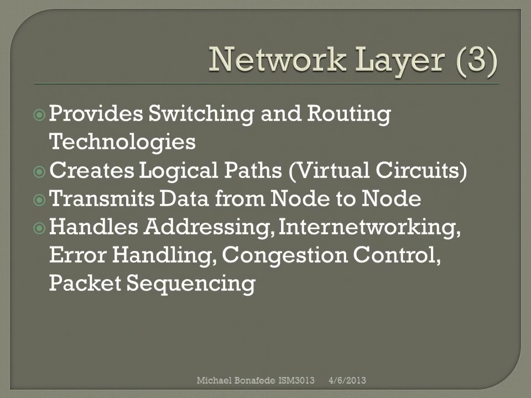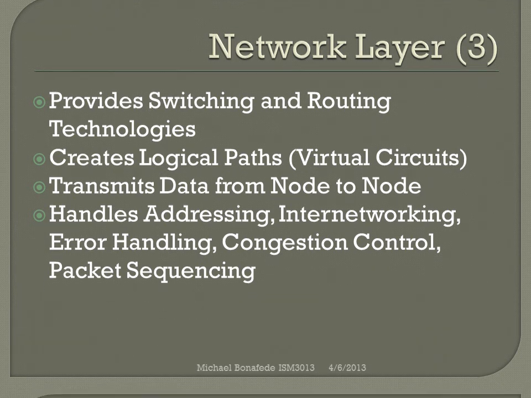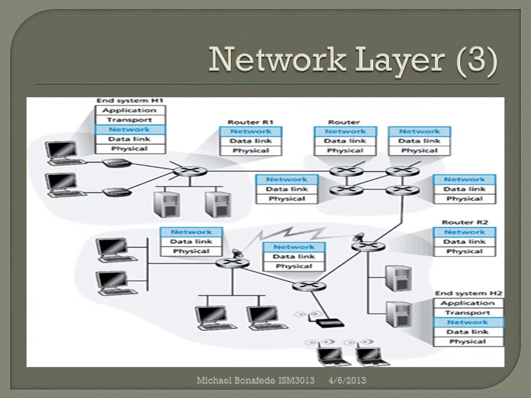The network layer 3 provides switching and routing technologies. It creates logical paths, otherwise known as virtual circuits. It transmits data from node to node, handles addressing, internet working, error handling, congestion control, and packet sequencing. Here is a visualization of how many different devices the network layer communicates with at any given time.